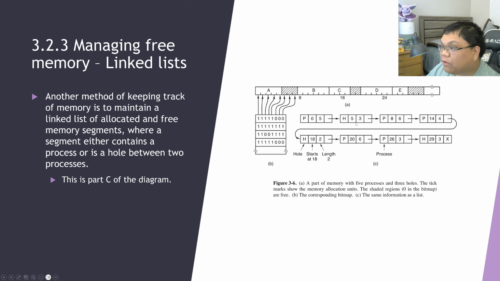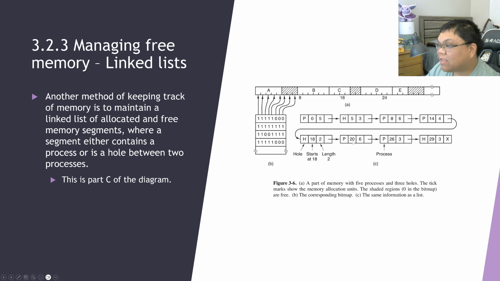There's a pointer to a hole that starts at 5 and spans 3 units. And then that has a pointer to the next process, which starts at 8 and spans for 6. That has a pointer to the next process, which starts at 14 and spans for 4. That has a pointer to the next segment, that is a hole. It starts at 18 and runs for 2 units.